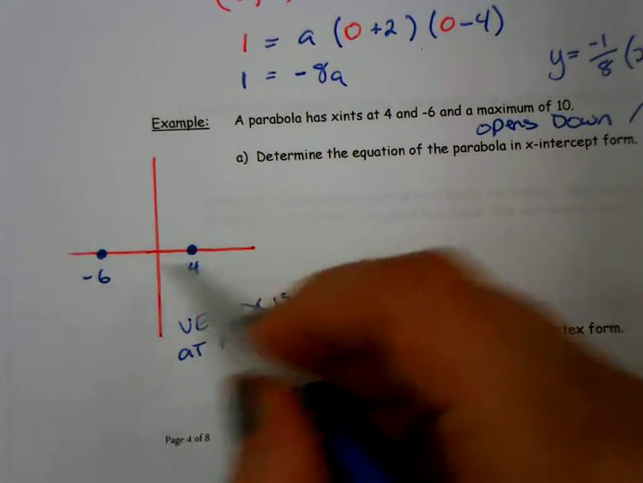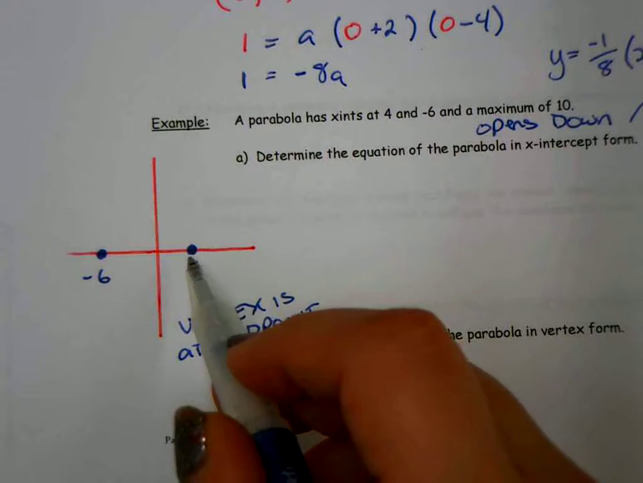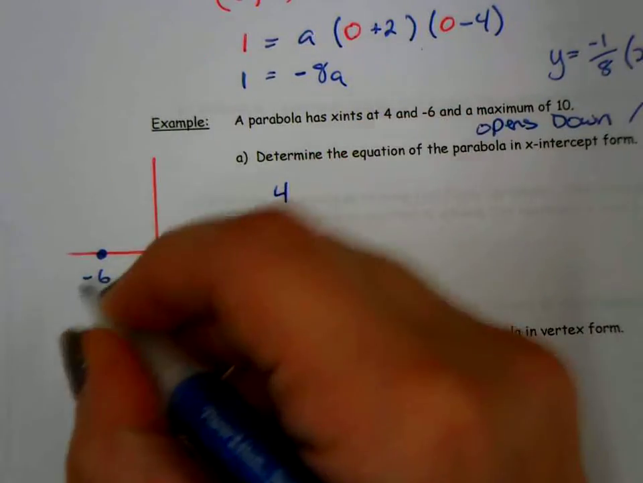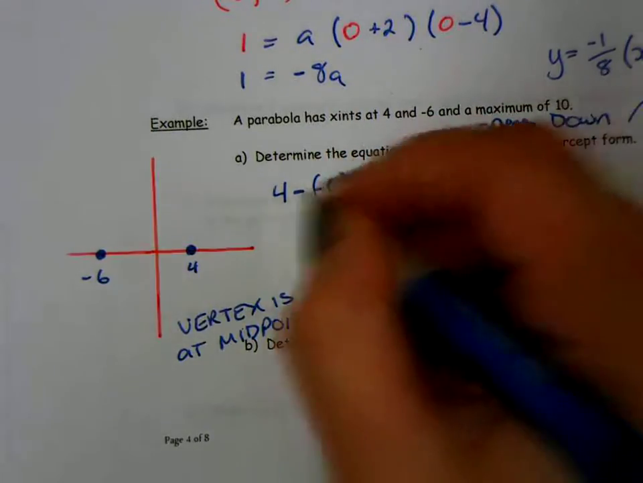I'm going to take the distance and divide by 2. So I have 4 minus negative 6 divided by 2.